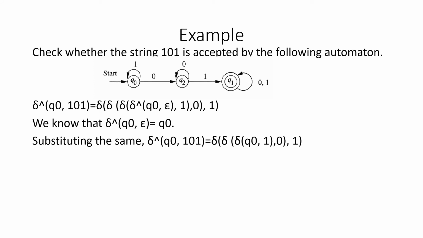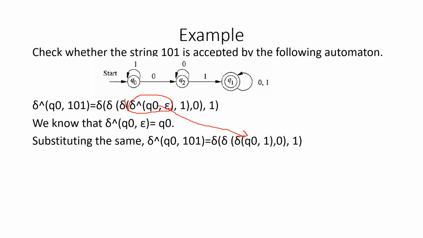See, q naught comma epsilon is q naught, because it is not scanning any input symbol. If an automata being in a state does not scan any input symbol, it has to remain in the same state. So accordingly, this part will be replaced by q naught, right? So when I replace this part by q naught, it becomes q naught comma 1. So I am replacing here. See this part I am replacing. Yes. So this becomes q naught here. So the remaining is as such written, copied here.